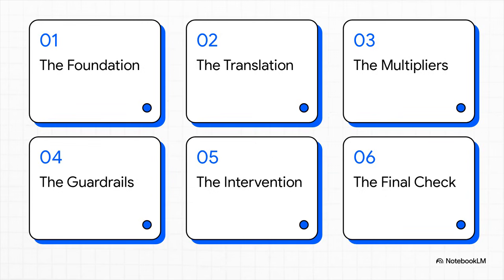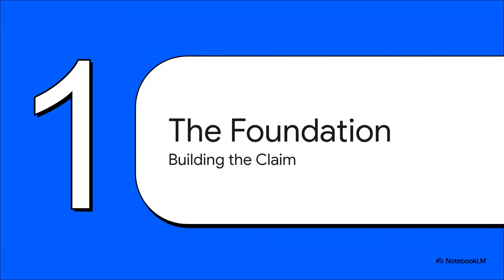So here's our visual roadmap for today's explainer. We're mapping the chronological pipeline from clinical reality to financial outcome. We will hit 1. The foundation, 2. The translation, 3. The multipliers, 4. The guardrails, 5. The intervention, and finally, 6. The final check. Let's kick things off with Section 1, the foundation, building the claim.